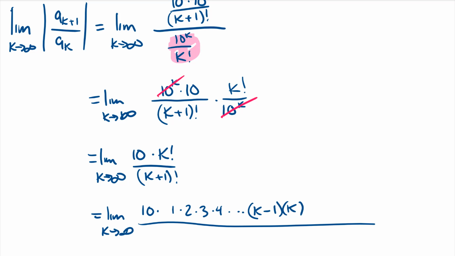And then down below, we're going to have 1 times 2 times 3 times 4 times ... and we're going to have our k minus 1, we're going to have our k, and we're going to have our k plus 1. Then we cancel.